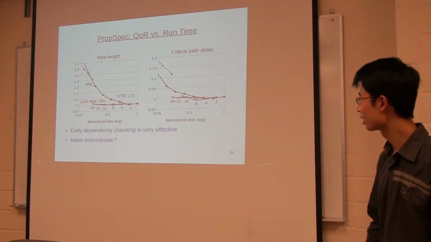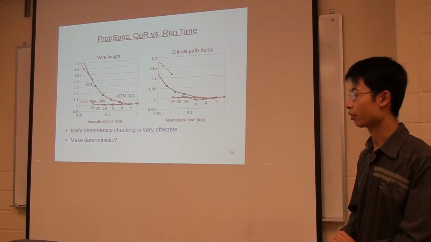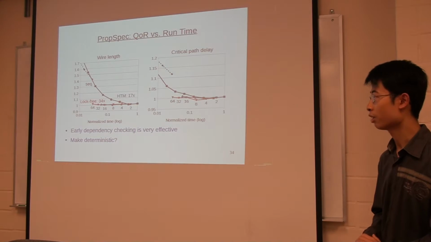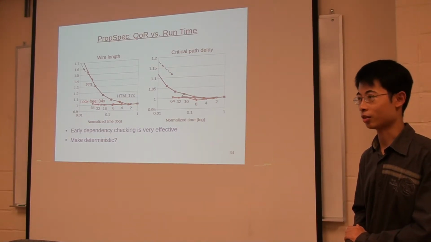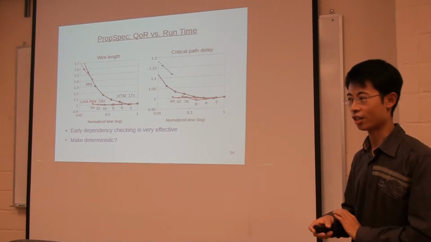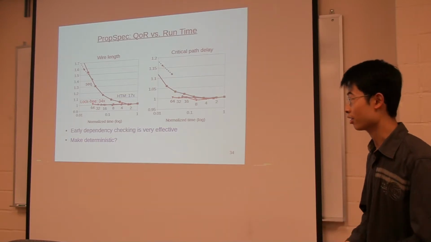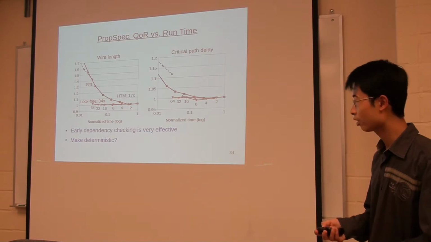Okay, sounds good. So we conclude from looking at the implementations of this algorithm that the early dependency checking scheme we use is very effective. But the disadvantage of this algorithm is that it's completely non-deterministic. Proposals can conflict with each other at any time, and there's no guarantee which one succeeds and which one doesn't. So it would be nice if we can have a deterministic version of this.